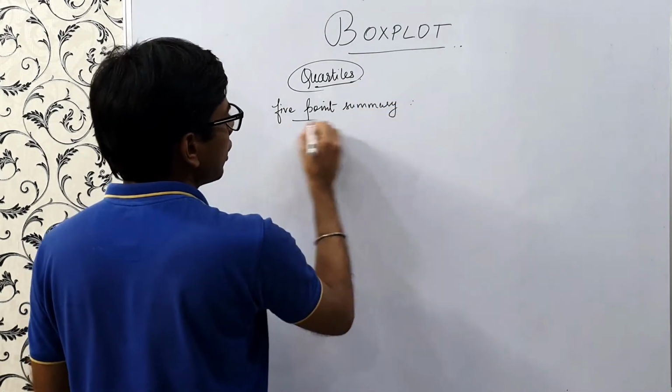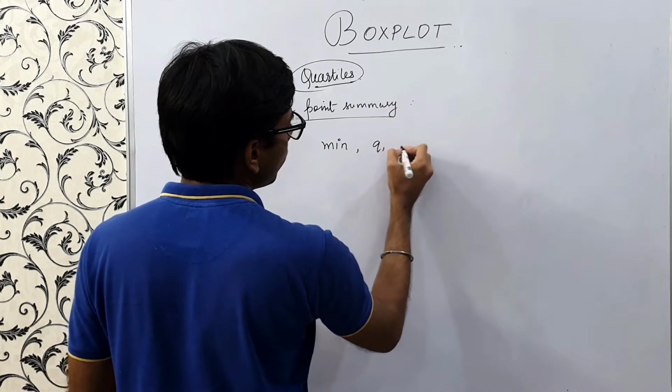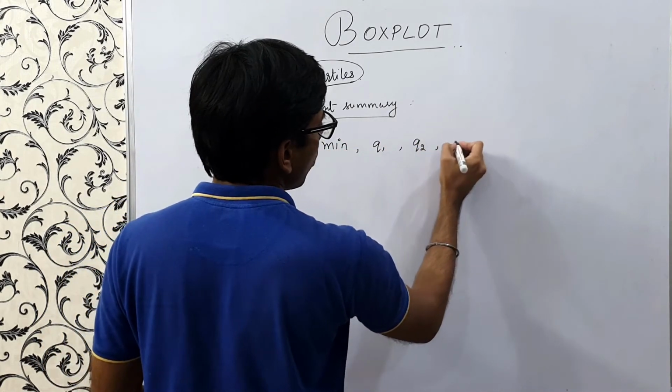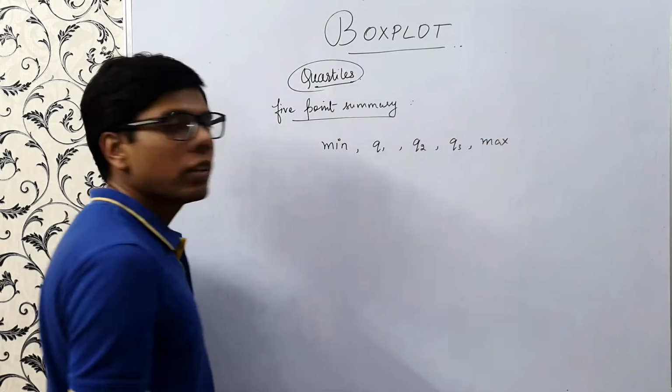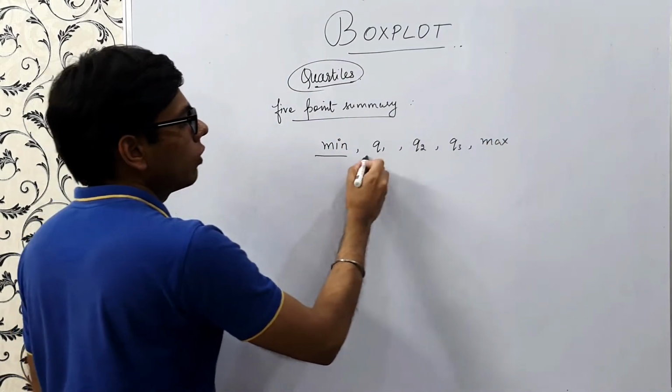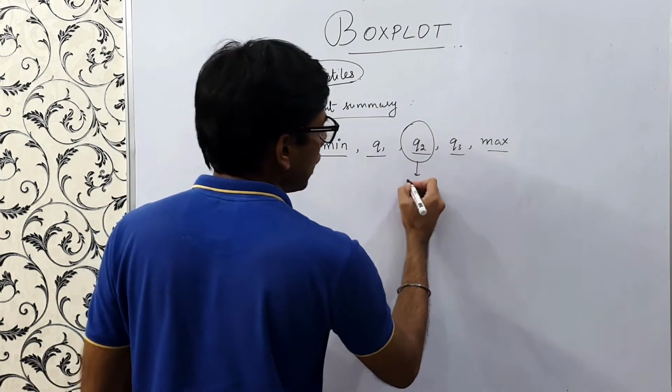So this is nothing but it consists of minimum, Q1 first quartile, Q2 second quartile, Q3 third quartile, and maximum. So given any data set, we can calculate these quantities, right? Q2 is nothing but the median only.